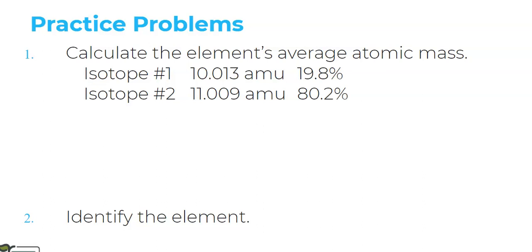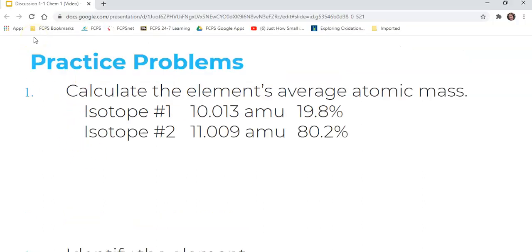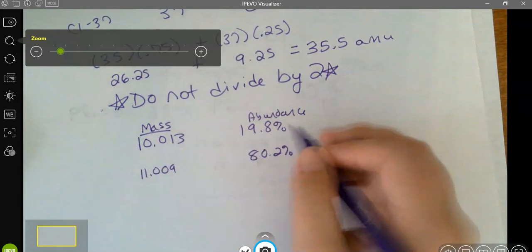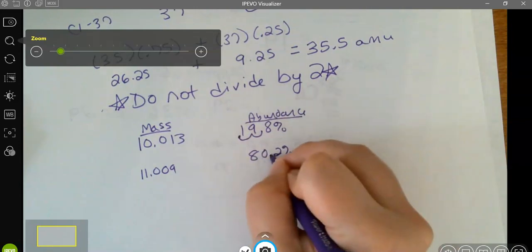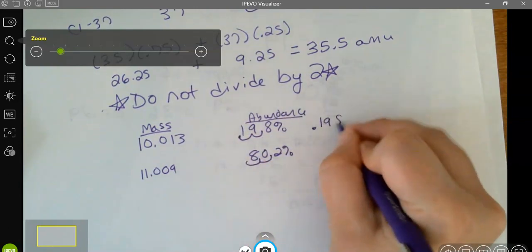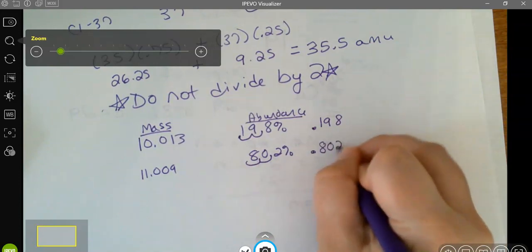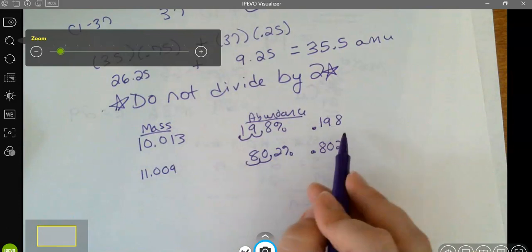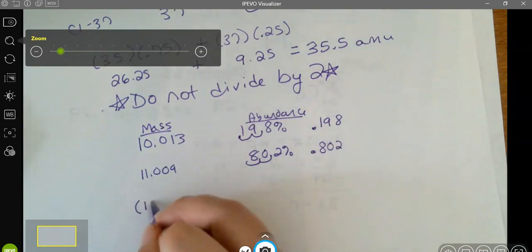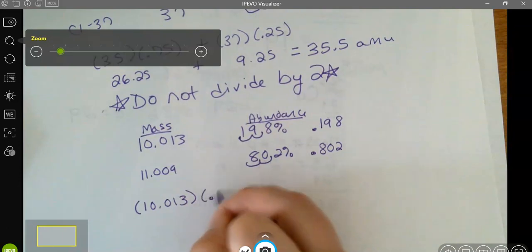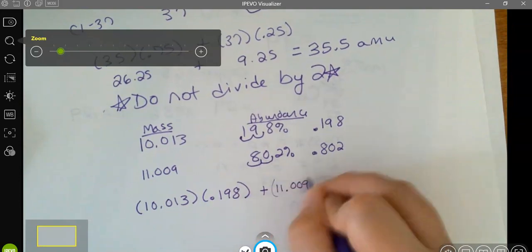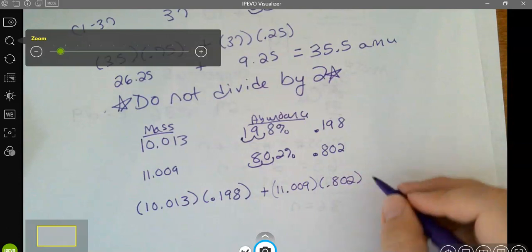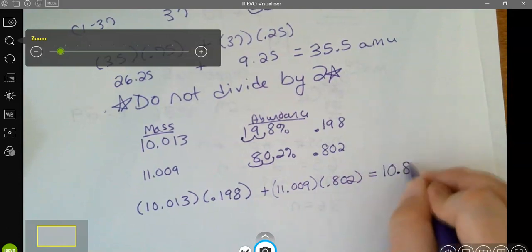Okay, so let's take a look at the document camera, and we'll go over this. All right, so I have the mass of my isotopes and the abundance. Now, first, I have to change the percentage to a decimal, okay? So I get 0.198, and I get 0.802. Next, I multiply the mass by its percent abundance as a decimal. And when I calculate that, I get 10.81.